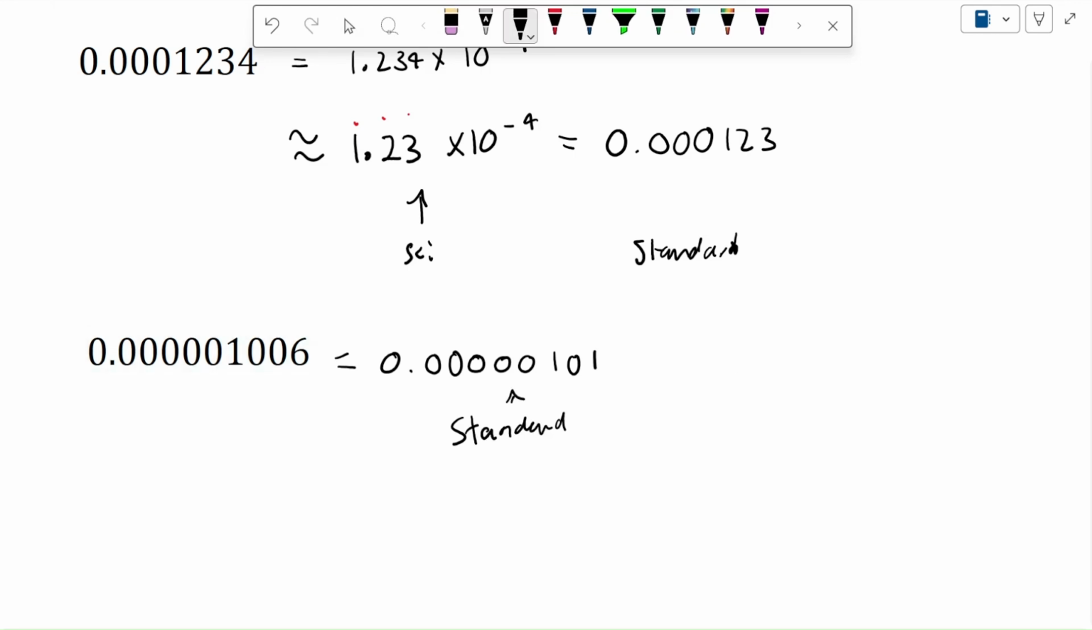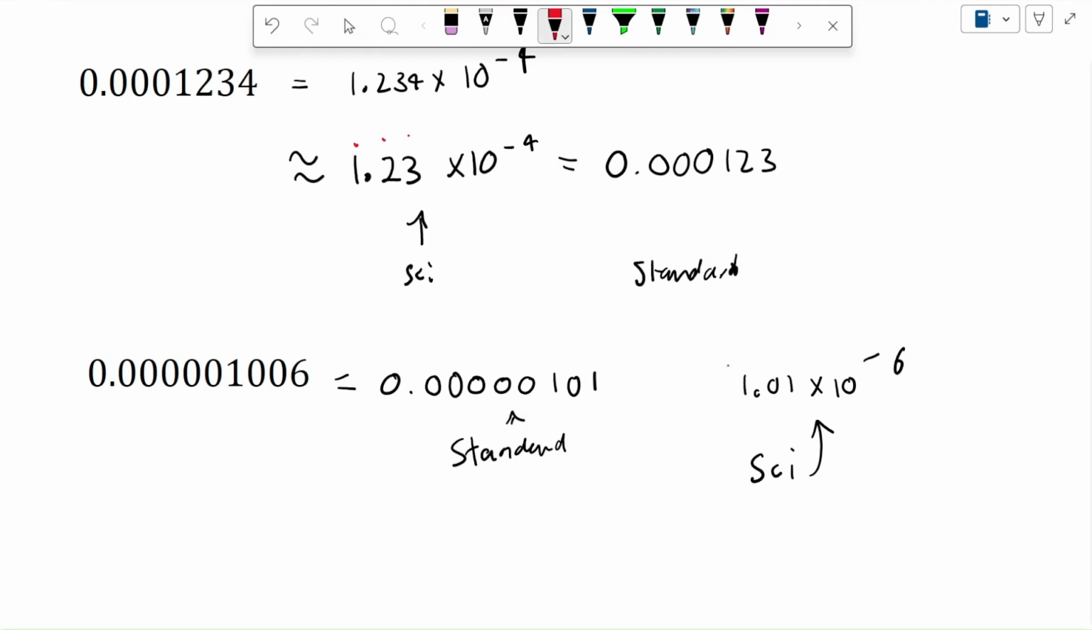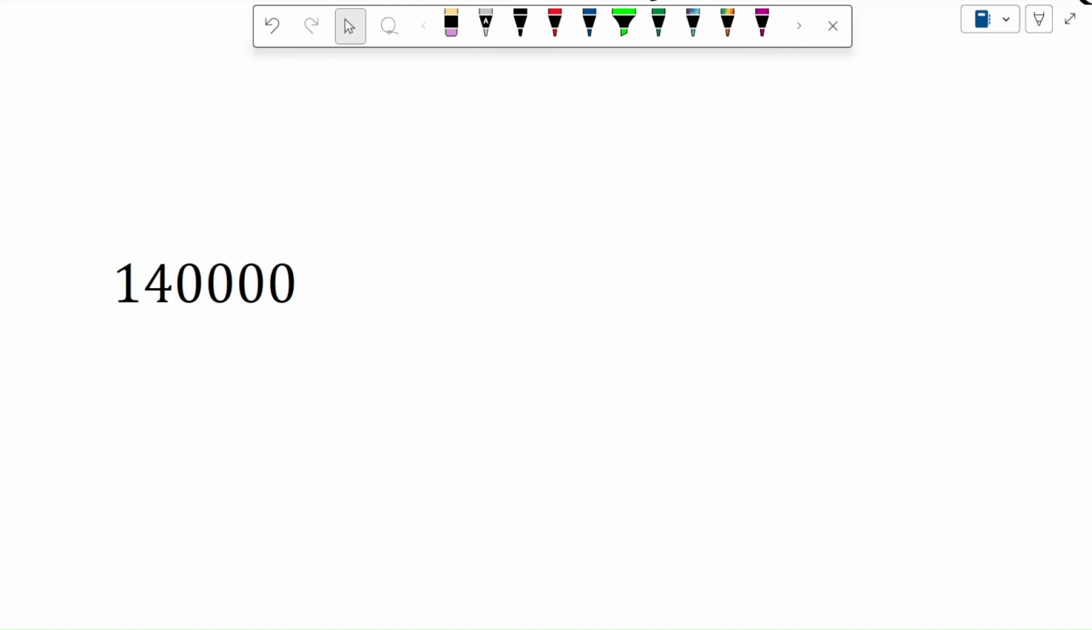But in scientific notation, it would look like 1.01 times 10 to the power of minus, let's see, it would be 1, 2, 3, 4, 5, 6. And that would be scientific notation. So rounding it off to 3 significant figures is easy in scientific notation because it's just 3 in that spot.